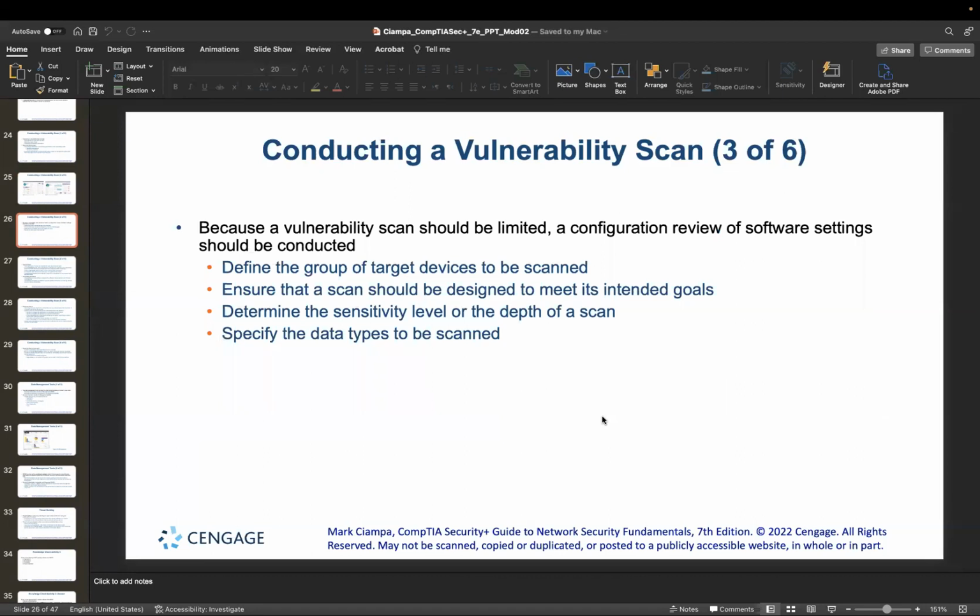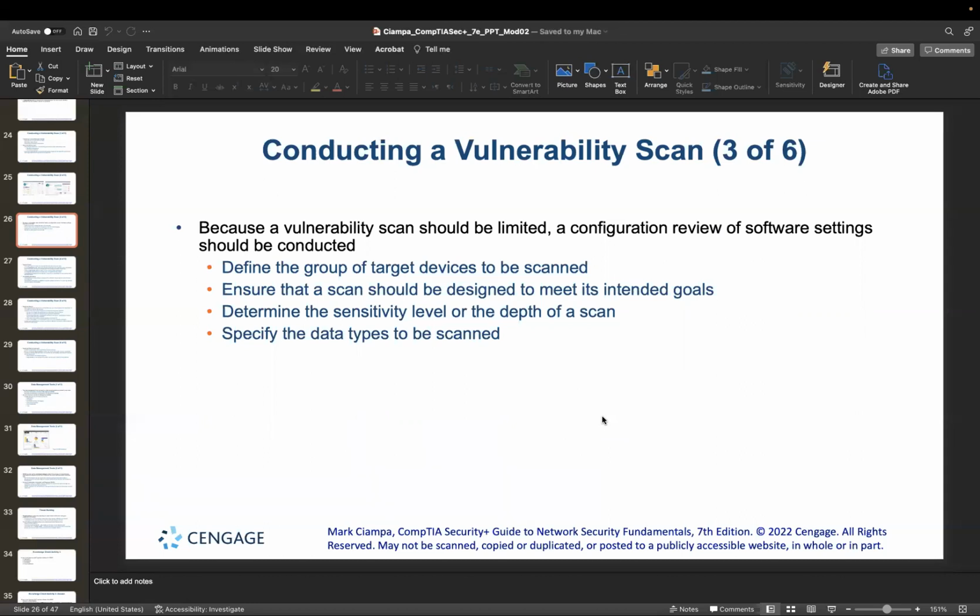So usually you want to define a group of target devices, again, based on the impact, based on how impactful is the failure of those devices. Ensure the scan is designed to meet the intended goals. Like if you have a video wall, where the only role of that video wall is to show information and welcome the customers who walk into your headquarters, you usually don't want to scan that more often, right? But if you have a database which has customer PII data, personally identifiable information, then you want to scan it more often, right?